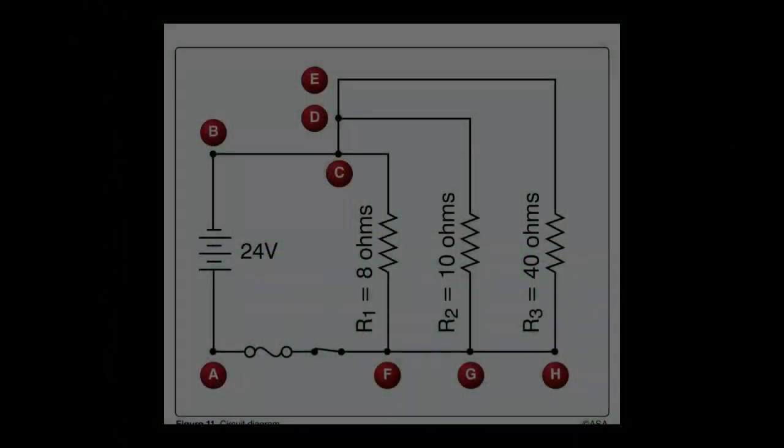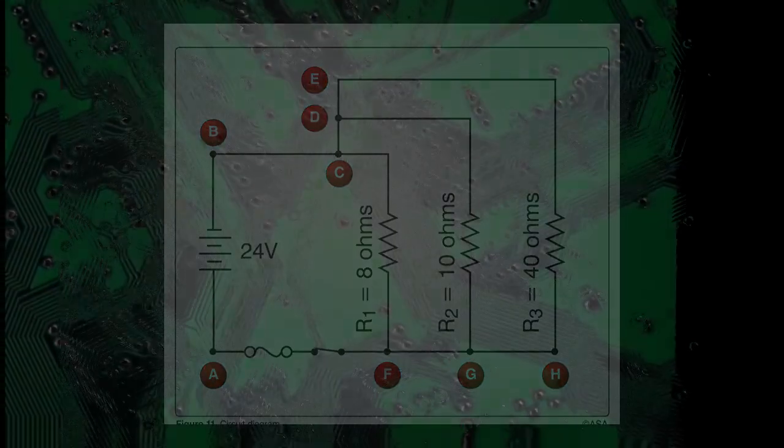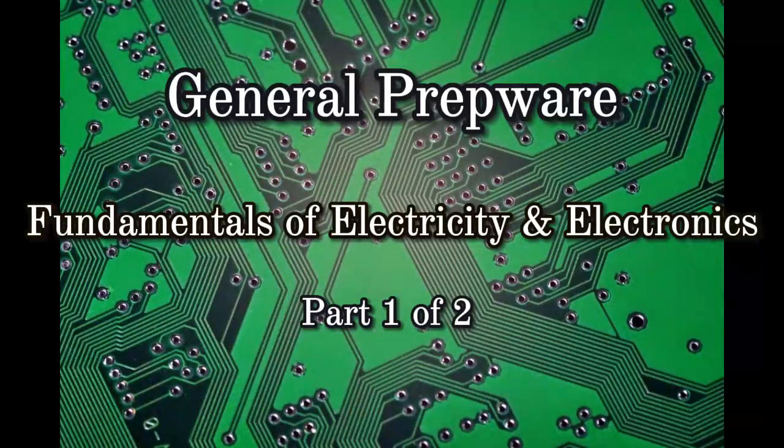Refer to Figure 11. Find the voltage across the 8-ohm resistor. 24 volts. What is the basic unit of electrical quantity? Coulomb.